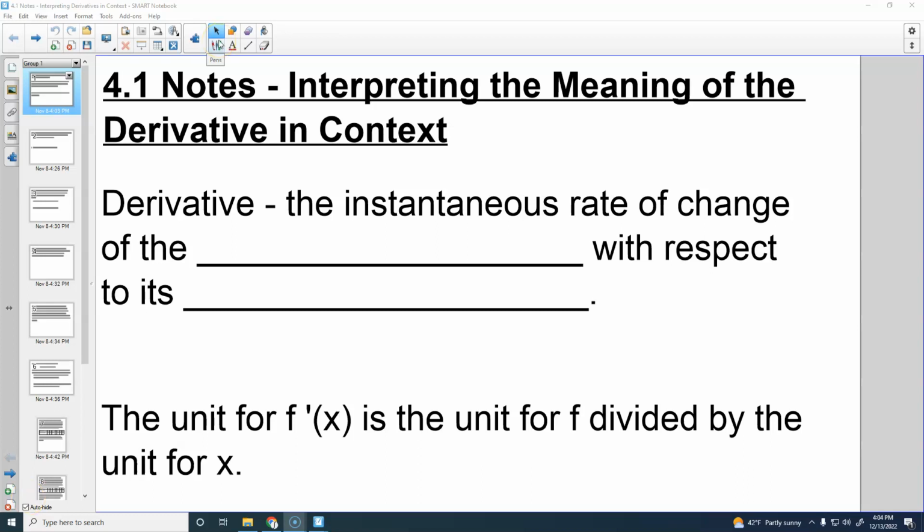Today we are going to look at interpreting the meaning of a derivative in context. We've done a little bit of this, but we're going to really focus in on looking at units and being able to explain what a derivative means in context of a problem today.